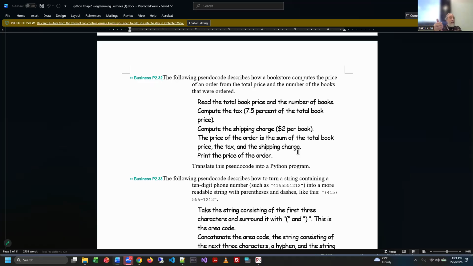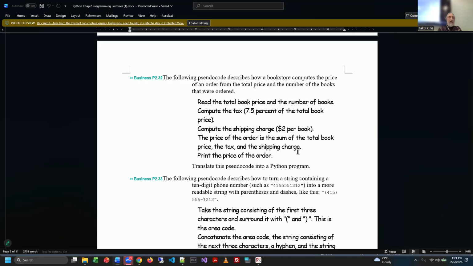Somebody figured out that the pseudocode for solving the bookstore problem is: read the total book price and the number of books. So where are you reading them from? Well, if you're at a point of sale, they're scanning them, right? Or if you're ordering them online, the website's doing it. Or if you're talking to somebody on the phone getting their order, it's like, how many copies do you want? I want 2, that kind of thing. So that we're going to get from the user. We're going to prompt the user.